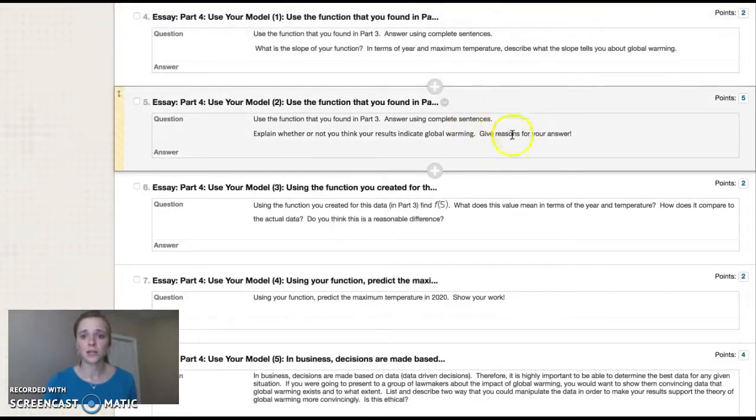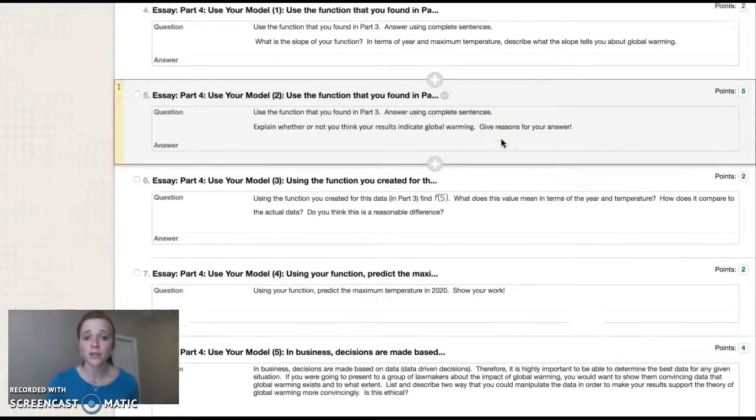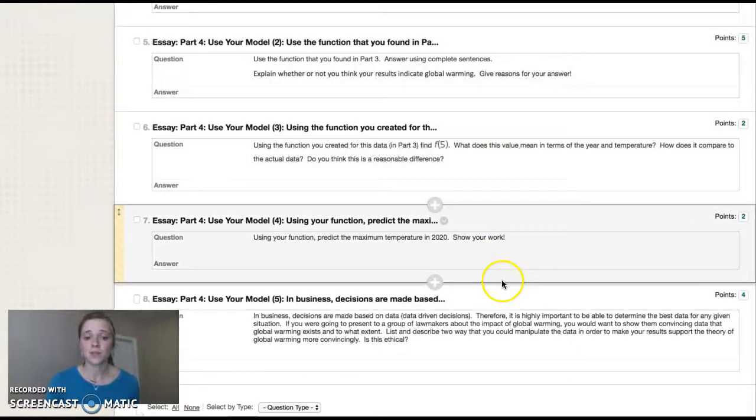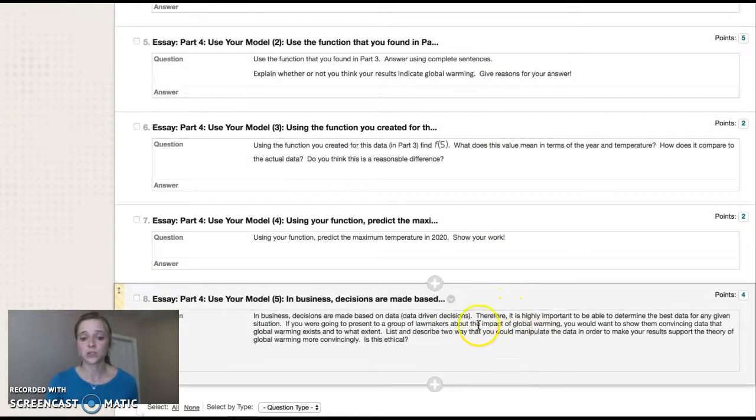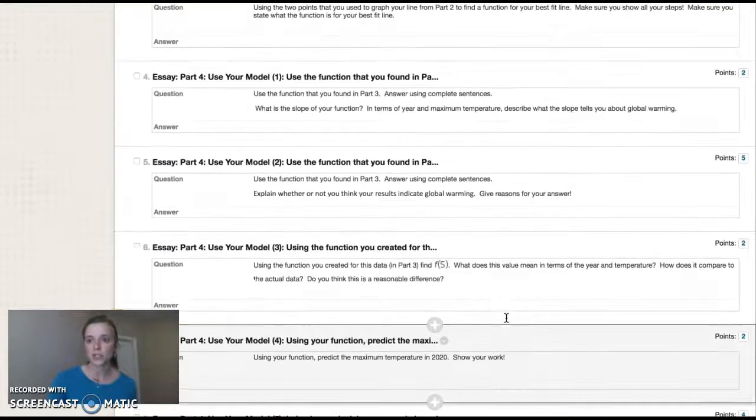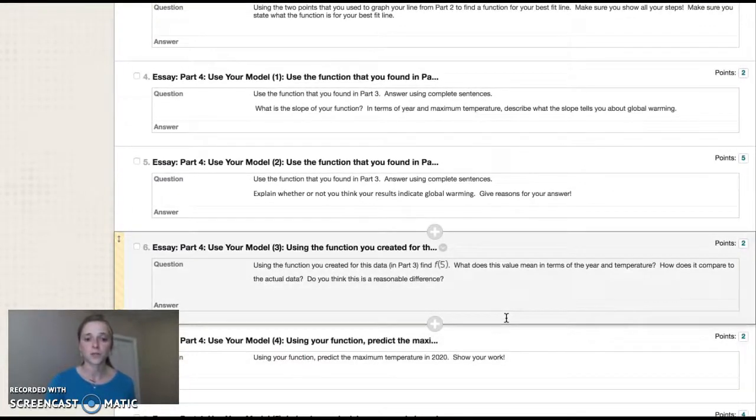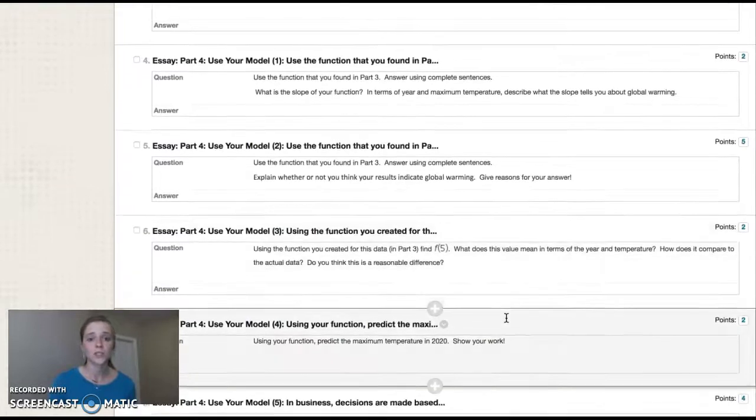And then some of them are worth more. So explaining why you think it does or does not indicate global warming. And then also the business decisions one is a little bit more, just because I want you to explain why you came to the conclusion that you did. So expect that when you get into Blackboard. But other than that, I think you're probably ready to go.